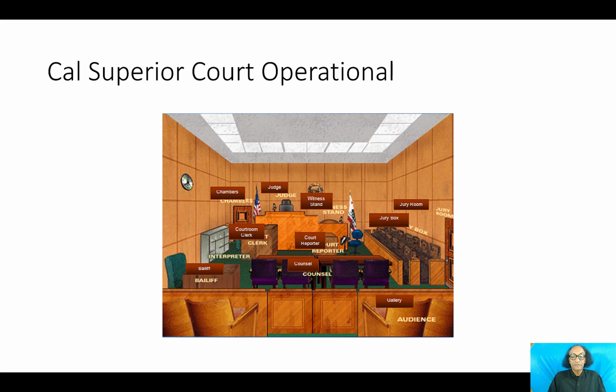Now this picture shows a more detailed distribution of who sits where and that sort of thing. In the trial court, as you can see, the judge sits in the background there, and the chambers are his private offices in the back. That's the door that you see there. And the courtroom clerk sits to the left with the court reporter on the right.